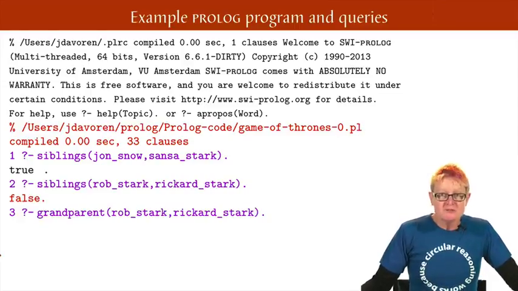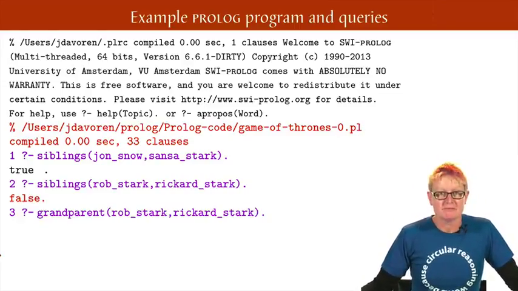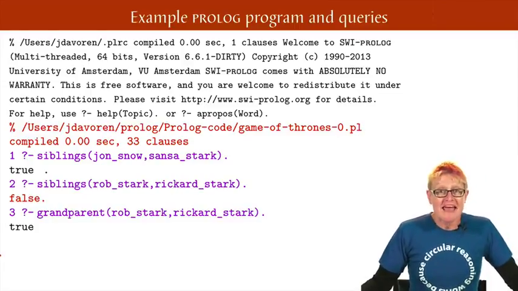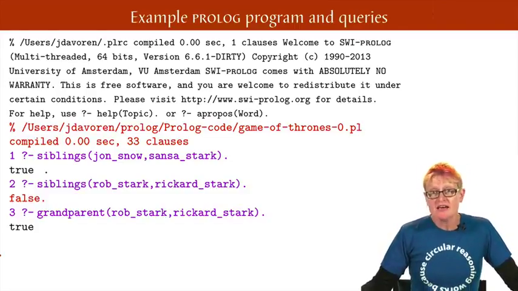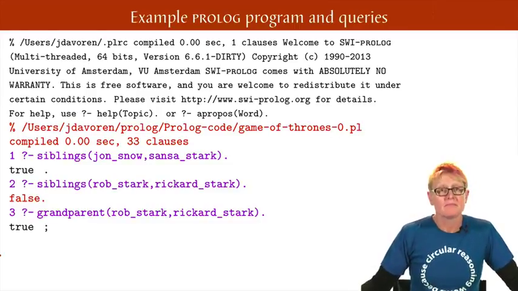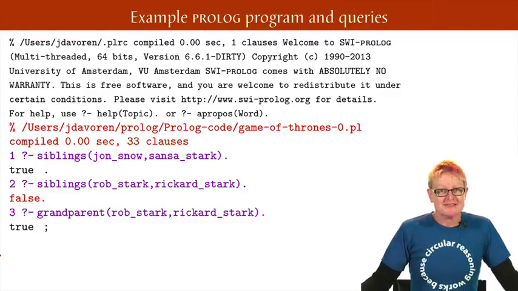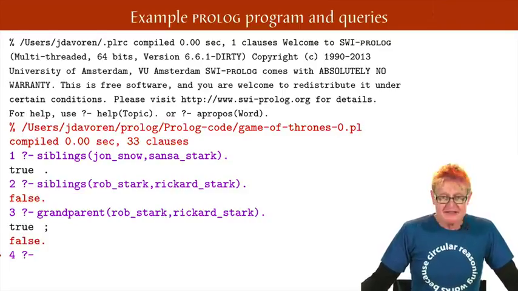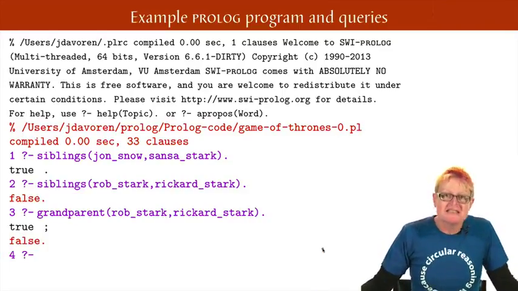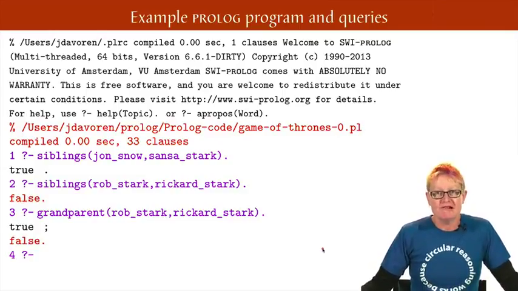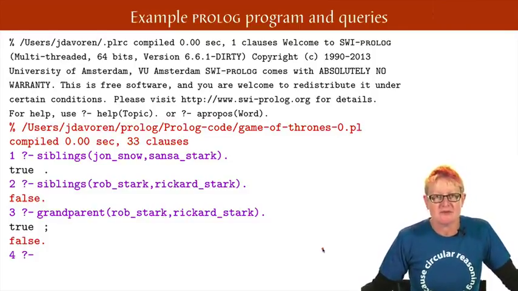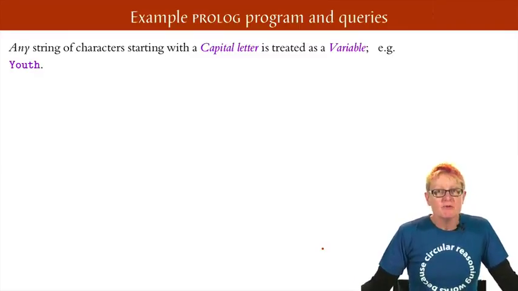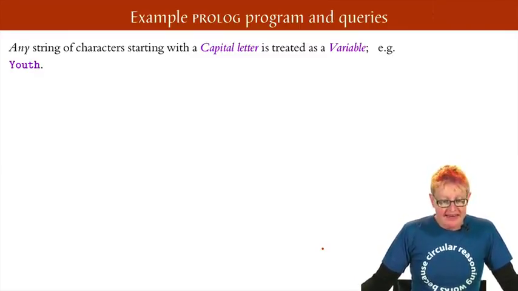Okay, does Robb Stark have Rickard Stark as a grandparent? Well, yes. When the answer is positive, PROLOG waits for further user response, either the return key or the semicolon key, with the semicolon being a way of asking, are there any more answers? Now here, there are no further answers, indicated by false, because true is the only answer for this atomic query with no variables. The semicolon input is really only of use when the query has variables that need to be instantiated. Now, variables are marked in PROLOG by starting with a capital letter.